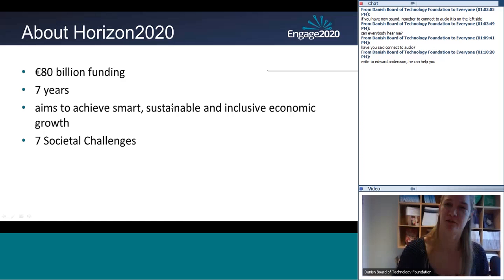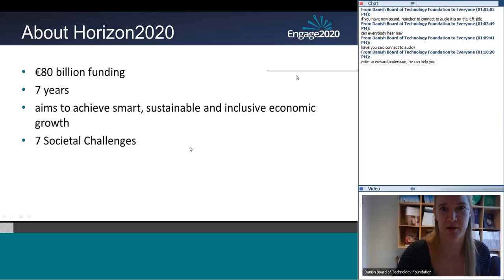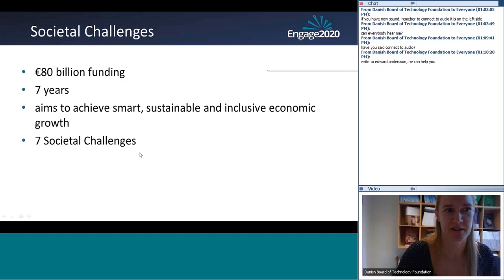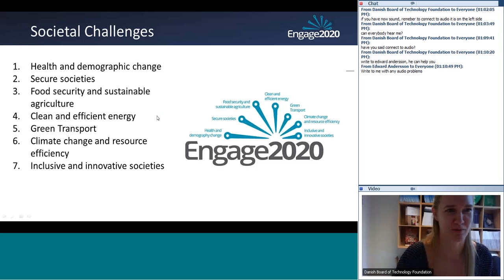Horizon 2020 is a huge research and innovation program about sustainable and inclusive growth, and they're working with 7 grand challenges, which altogether cover almost everything: health and demographic change, secure societies, food security and sustainable agriculture, energy, transport, climate change and resource efficiency, and inclusive and innovative societies. So these are areas that almost cover any kind of societal problem that you can have.